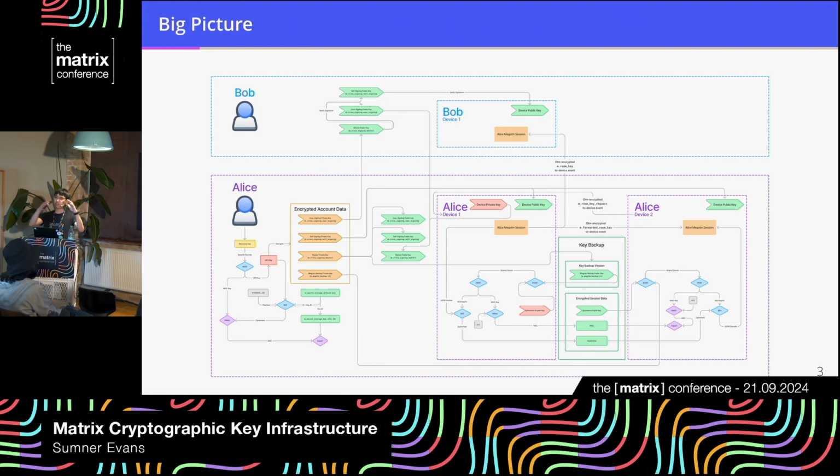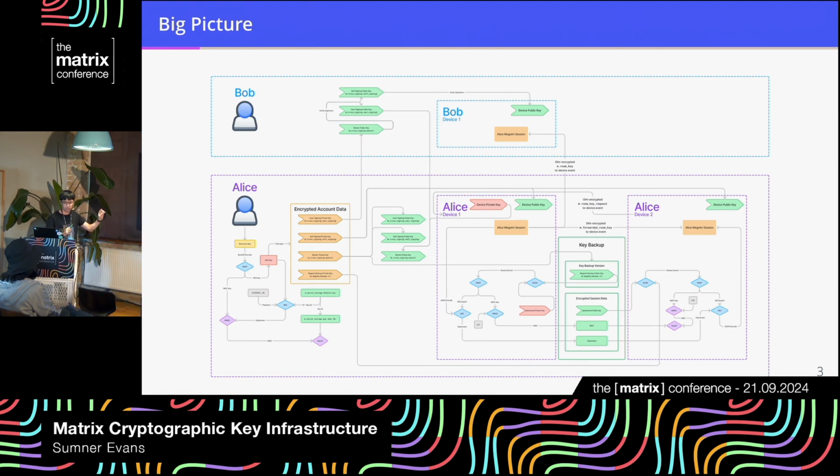But I want to start by just orienting ourselves to this diagram. What you'll see here is that we have two users. We have Alice here in purple on the bottom, and then on the top, we have Bob in blue. This diagram is focused on how we share the Megolm session from Alice's device 1, so right here. I know, again, you can't really read it. We'll zoom in later. And how this gets shared over to Bob and to Alice's other device.